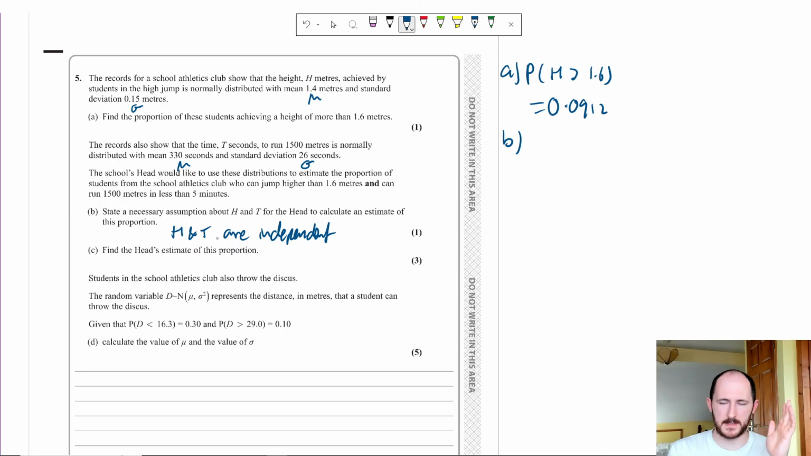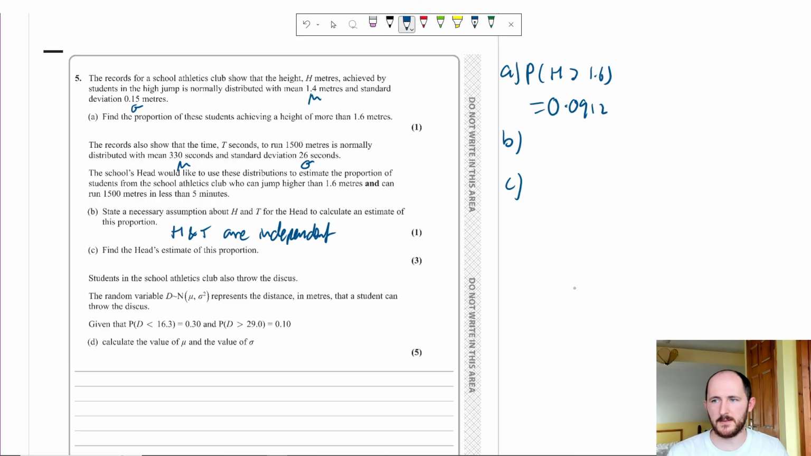But, for example, it will skew the data if running 1500 meters quickly helps you in the high jump and helps you jump higher. Now, of course, logically speaking, they probably aren't independent if you think about it. If someone can run, it means they probably have pretty strong legs, which means they should be able to jump, I would imagine. But yeah, basically they need to be independent, and find the head's estimate of this population.